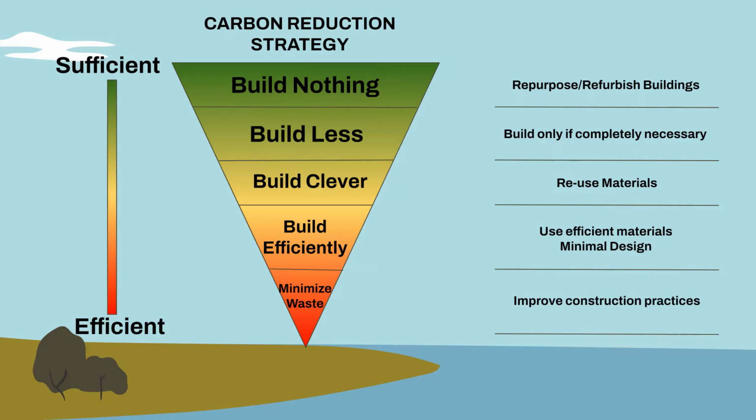As you can see at the bottom, as we start from efficiency, we speak about minimizing waste. We can do this by improving construction practices. Then we move up to building efficiently. So that consists of using efficient materials and minimal designs. But sadly, using efficient materials is not enough. We must adjust the size of buildings and make the most of the material by only using it if it is completely necessary. As we get to the middle, we talk about building clever, so reusing materials.